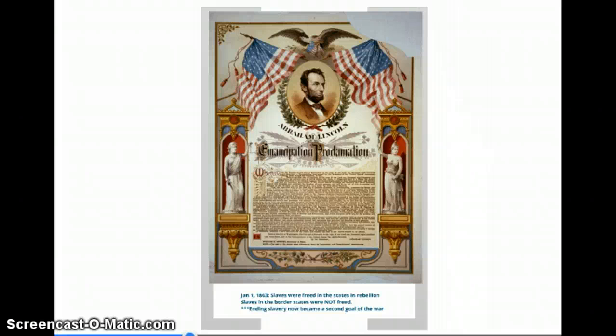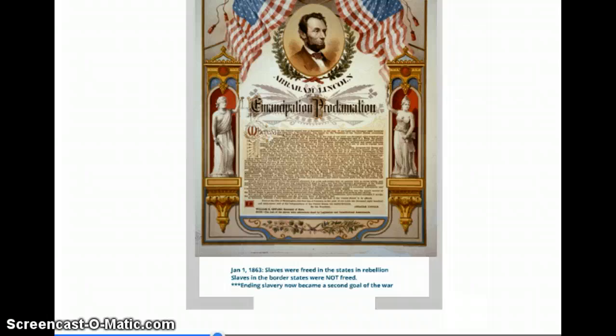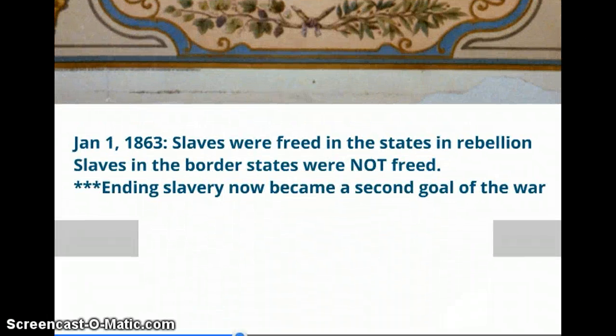What you are looking at is the Emancipation Proclamation, which Lincoln issued in 1863, January 1863. And in fact, it said that the slaves were freed in the states in rebellion. The slaves in the border states were not freed as a result of this proclamation.